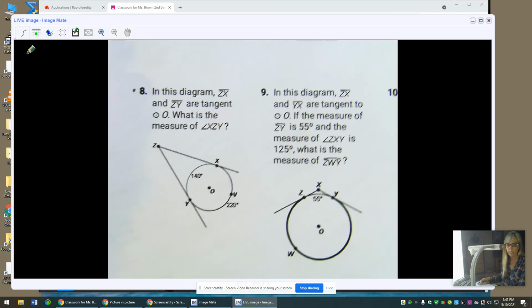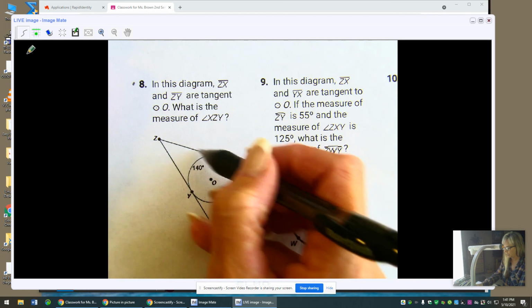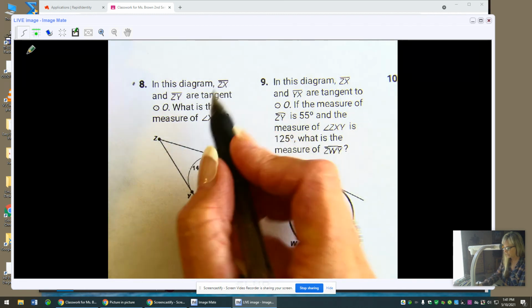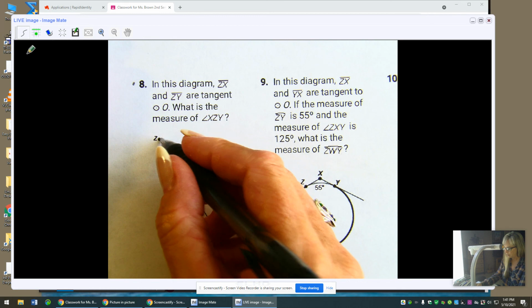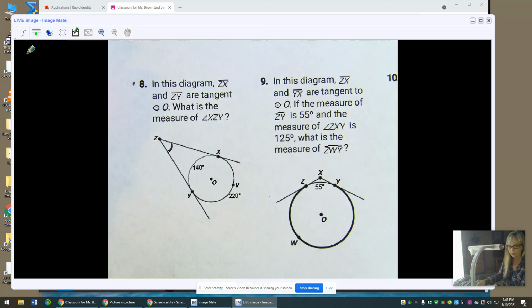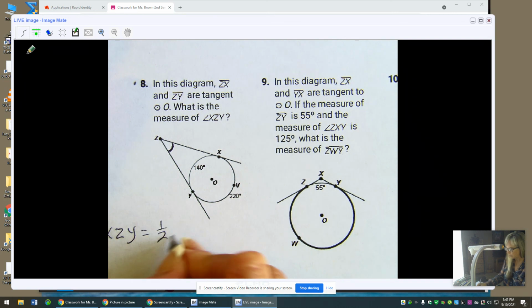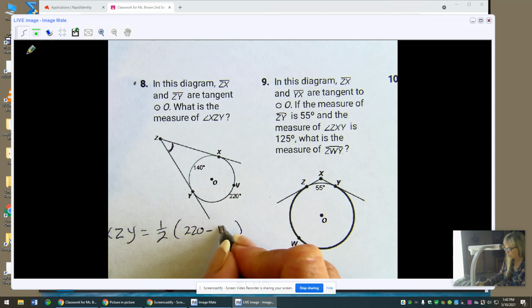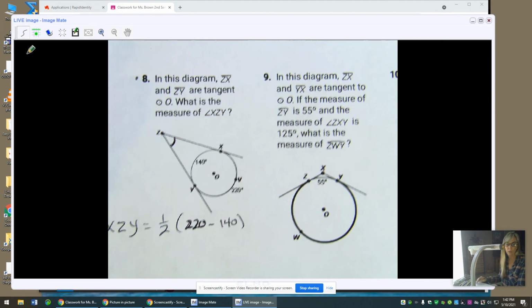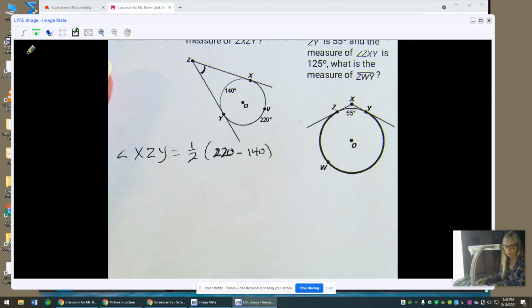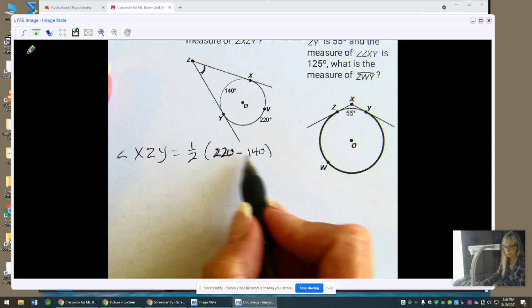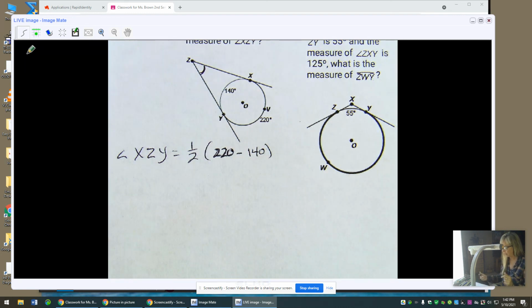Okay, and another one has to do with tangent lines. So this is that last rule. We have a tangent and a tangent that creates an angle. They ask what's the measure of x, z, y. That's this angle here. It's very similar to that last one. Angle x, z, y is half the difference of the larger arc and the smaller arc. A little sloppy there. All right, there you go. You can subtract, then divide by 2. Again, PEMDAS says parentheses first, divide by 2. That's it. The rest are the same.